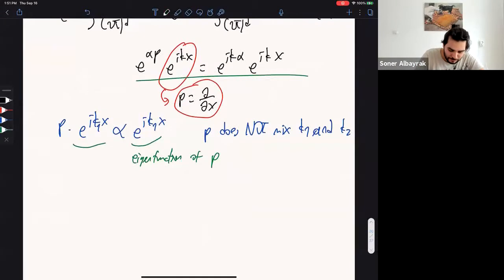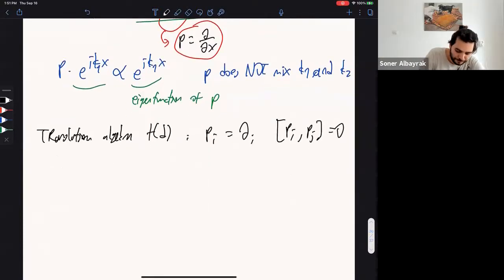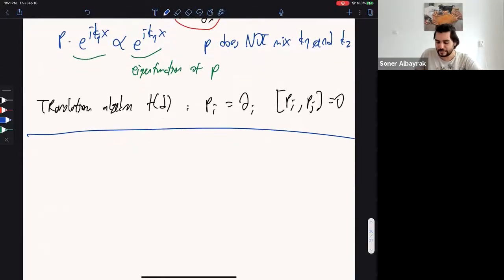Okay, so in summary, the translation algebra TD has elements Pi with a differential representation delta i, and there the commutation relation [Pi, Pj] is equal to 0. Good. Now let's consider the next similar example, the scaling algebra or dilation algebra.